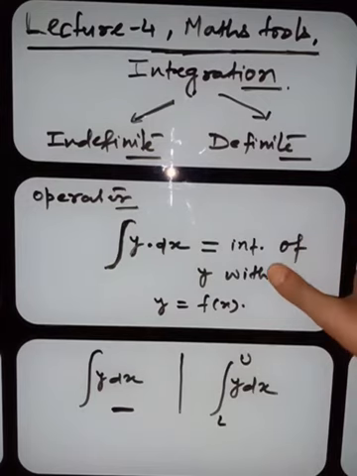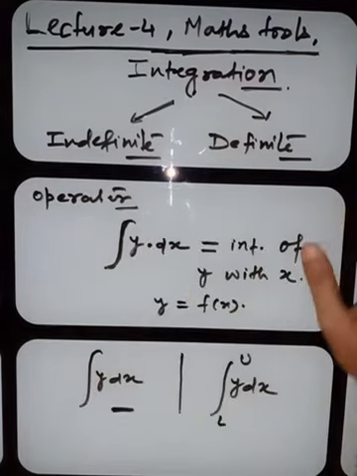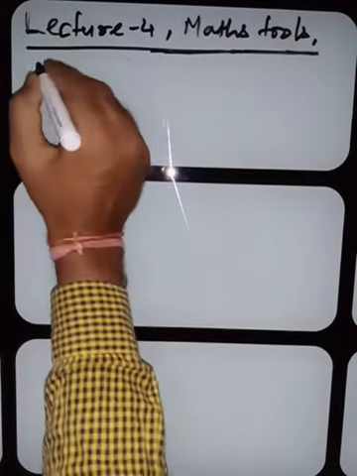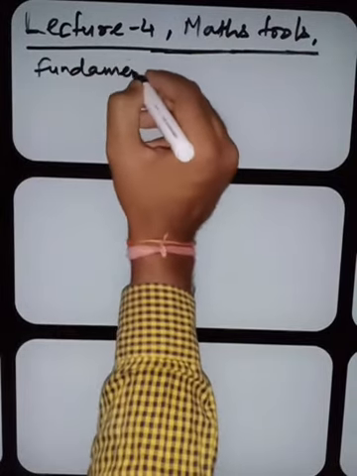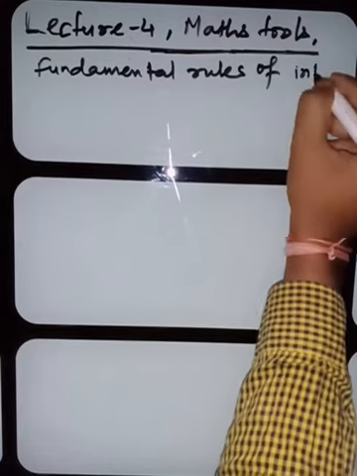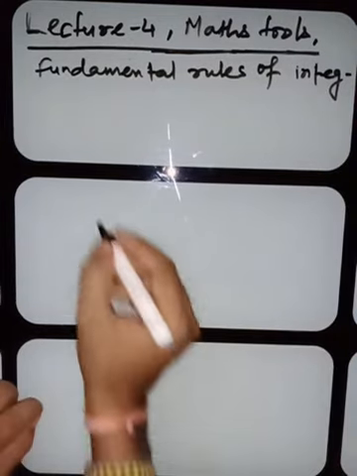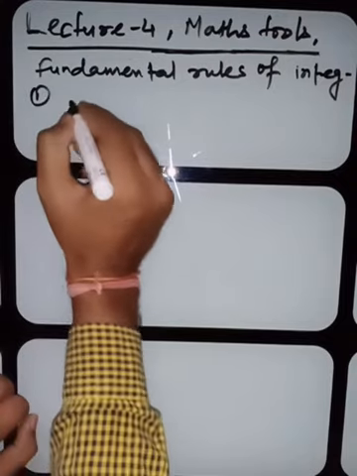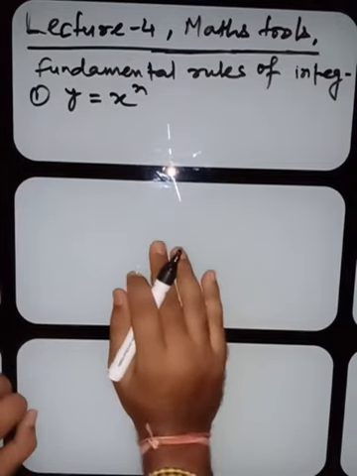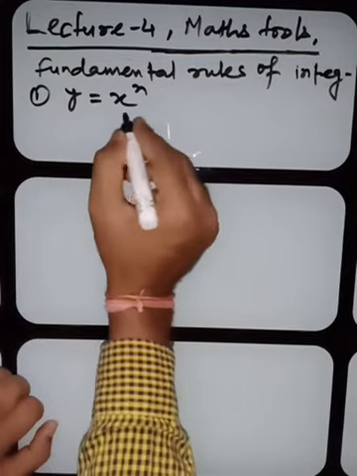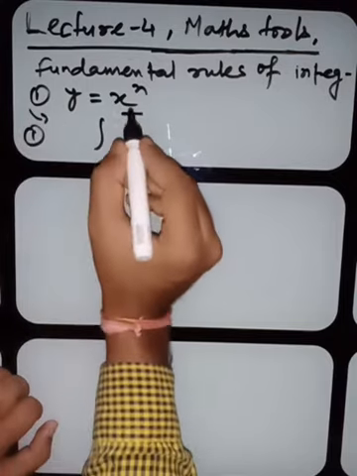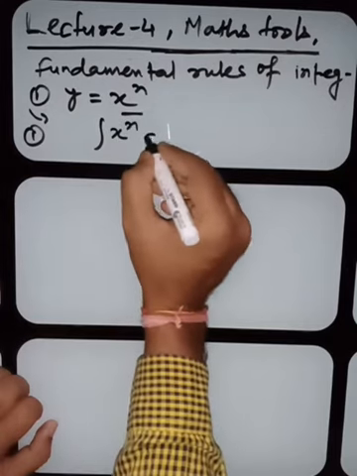Okay, so we are going to study now the fundamental rules of integration. So the first rule, my dear students: if any function is in this form, y is equal to x to the power n, the same function as in differentiation, I hope you remember. But here I will write it directly this way. To help understand, I have written x to the power n dx.